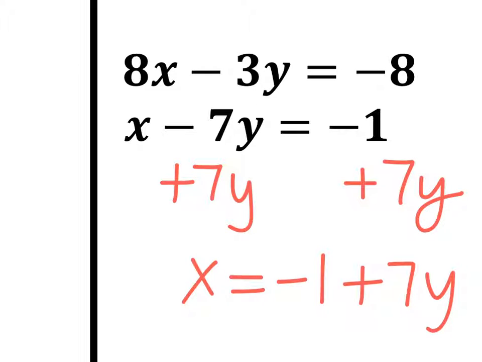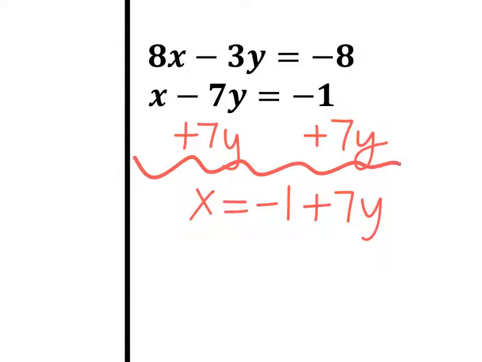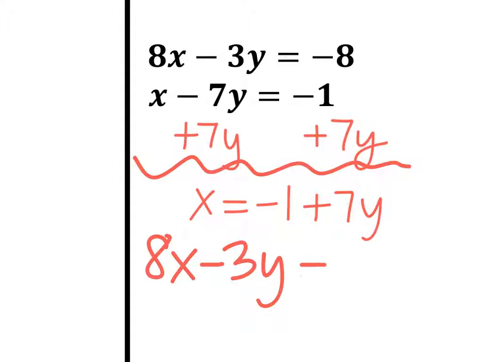And that's it. So what I'm going to do from here is rewrite my system just to make sure I don't mess it up. So the other equation was 8x minus 3y is equal to negative 8. I don't want to forget about that. And I'm going to draw this little bracket thing to represent that it's a system. Now that you actually have an equation solved for a variable, you can substitute and solve.